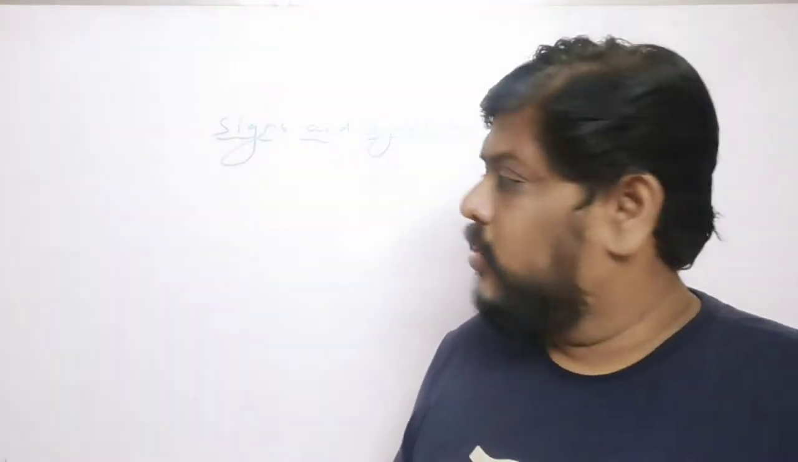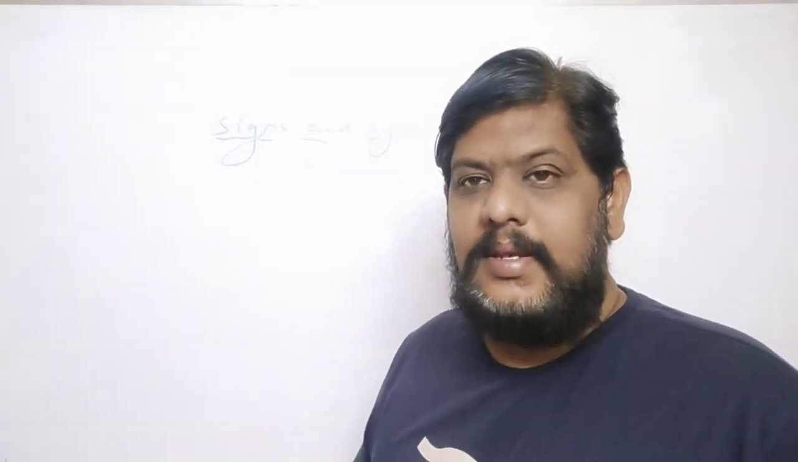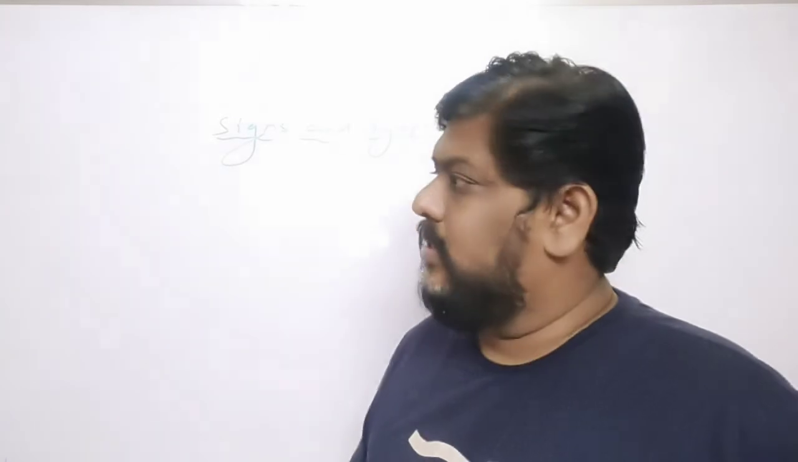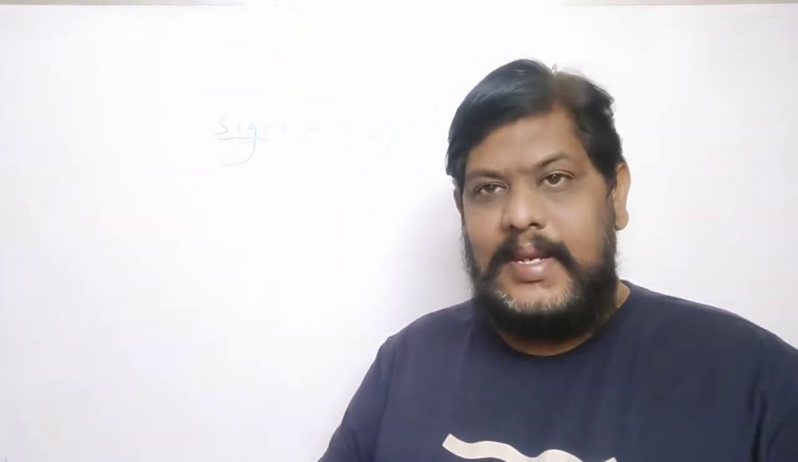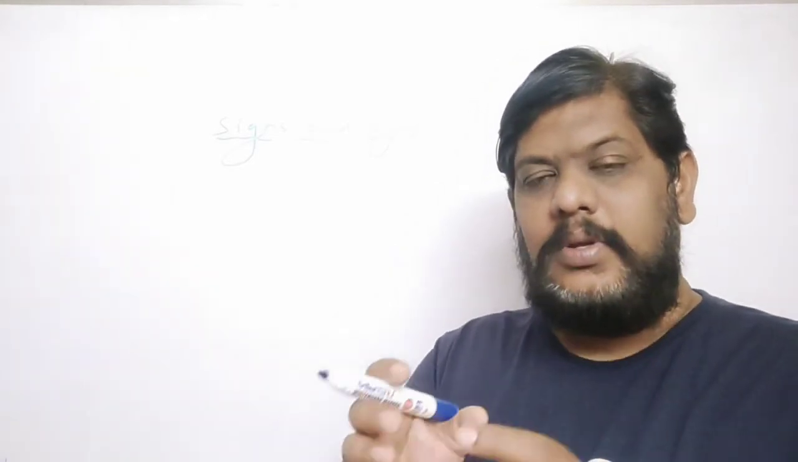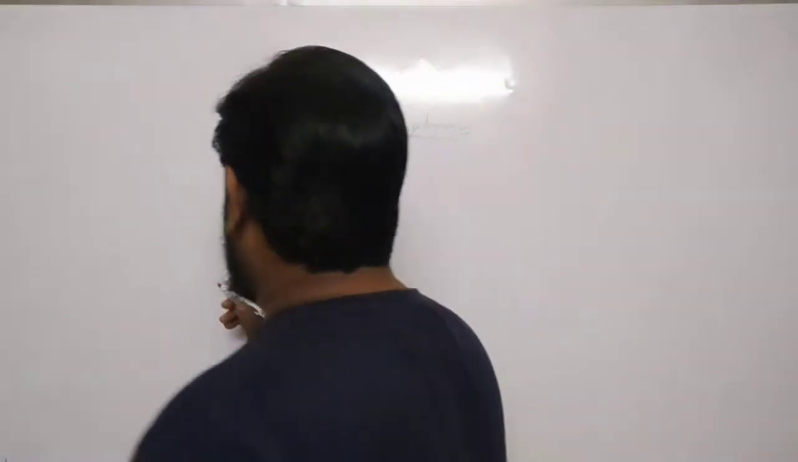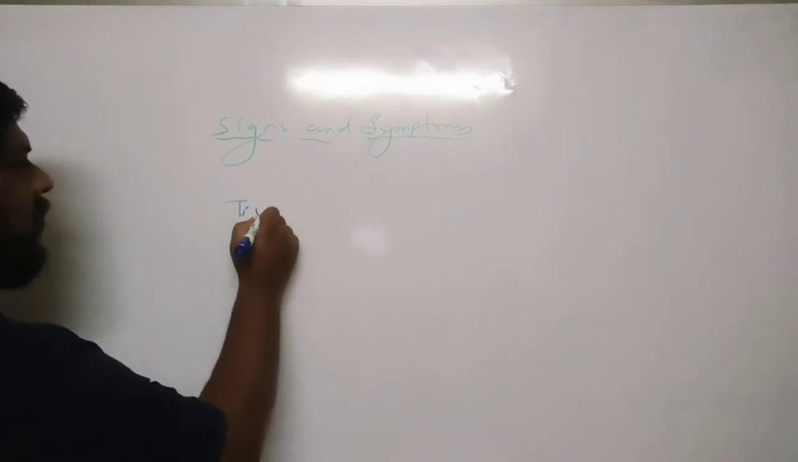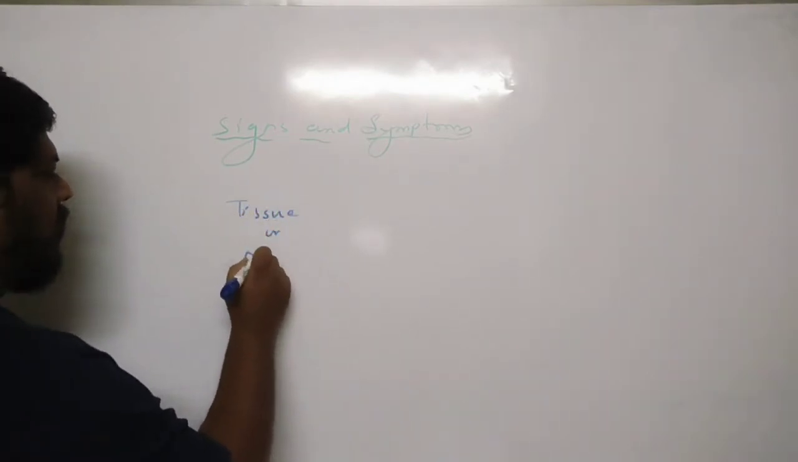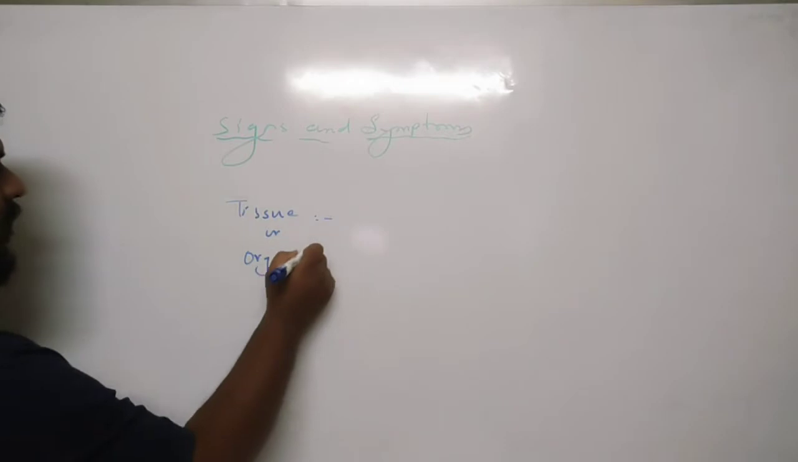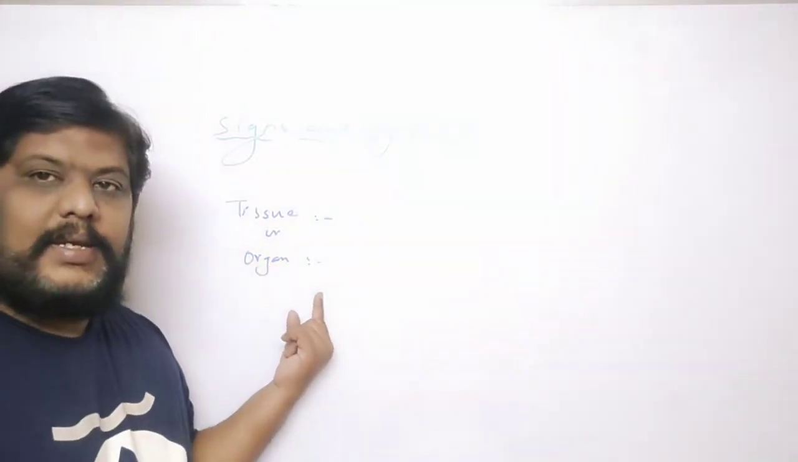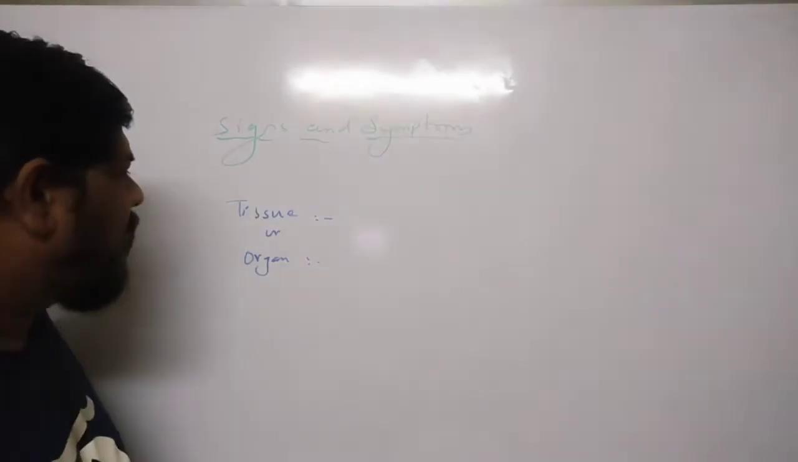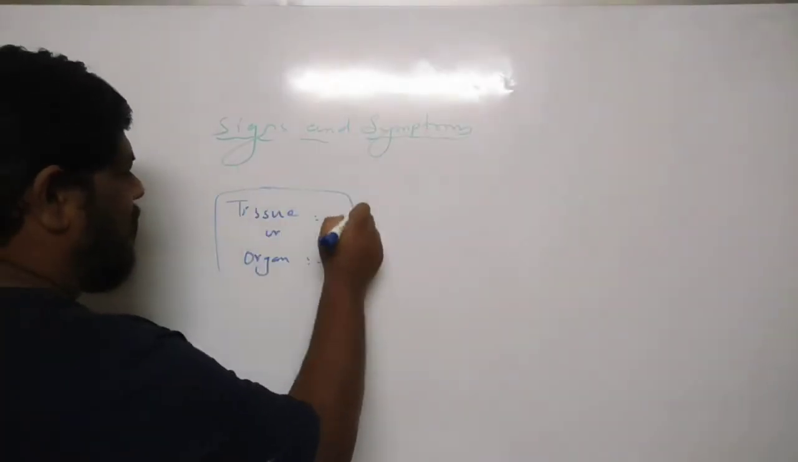So today we are also going to see another topic, which is signs and symptoms. Signs and symptoms of a disease. So here, for example, if a microorganism goes inside the body, we have seen that it will target a tissue or organ, isn't it? So if a tissue or an organ is targeted, then what happens here? You can see changes in our body.